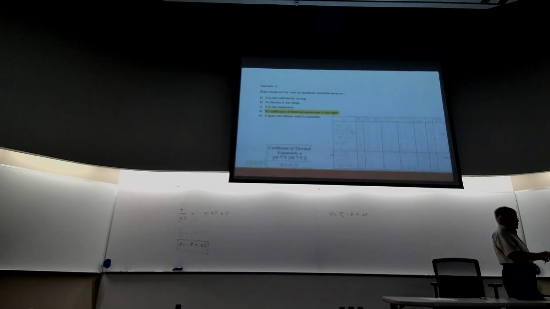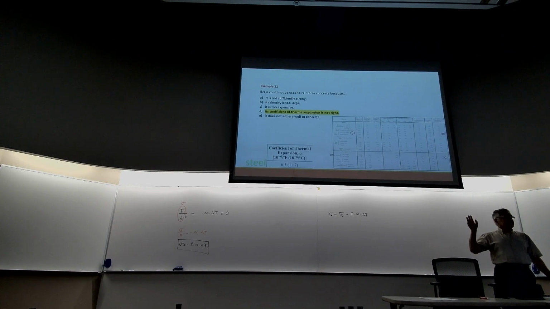This is a question which says that brass could not be used to reinforce concrete. Concrete is very strong in compression but quite weak in tension and easily cracks. That's why it's usually reinforced with steel rods. So the steel takes care of tension, and the compression, most of it is handled by the concrete. But we cannot do the same thing with brass instead of steel. The reason is that their alphas are very different.